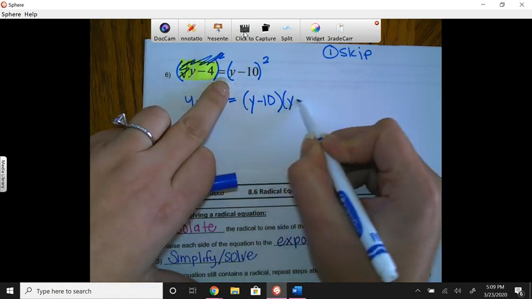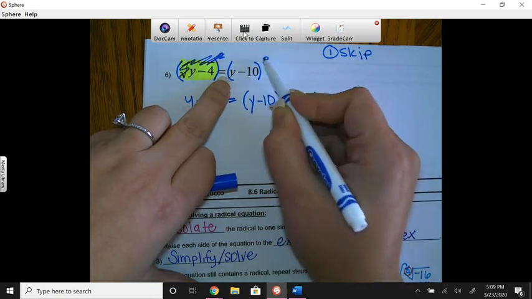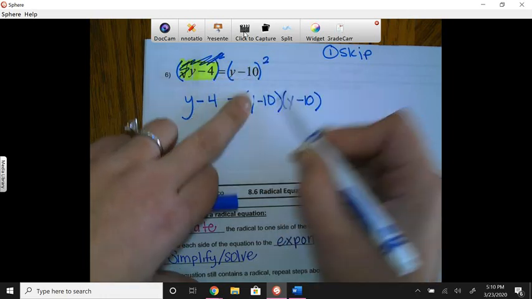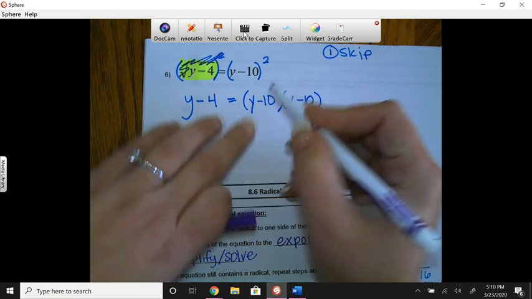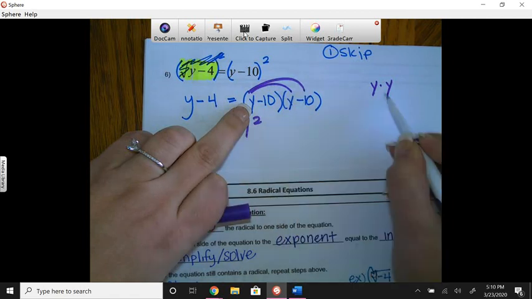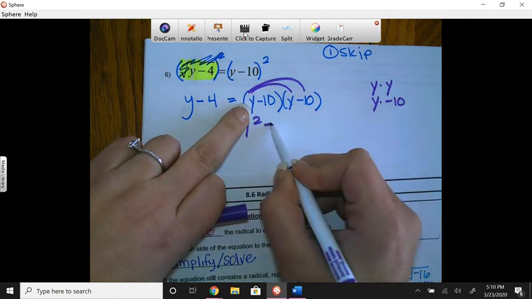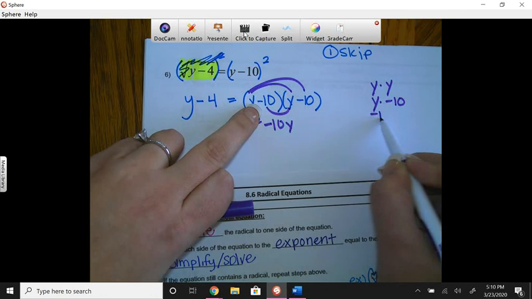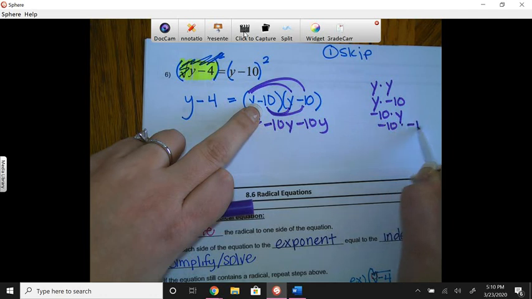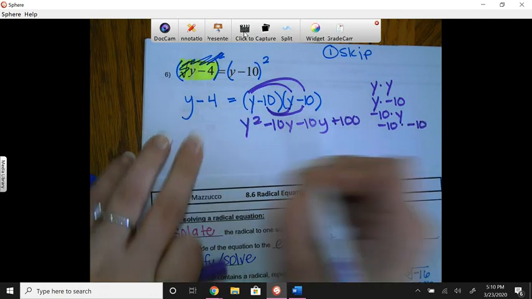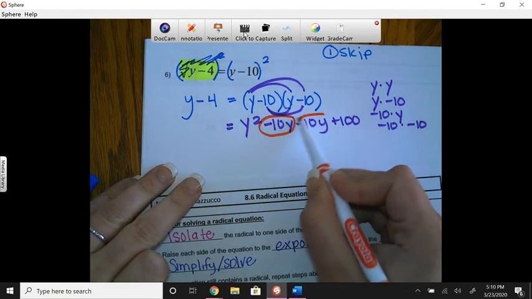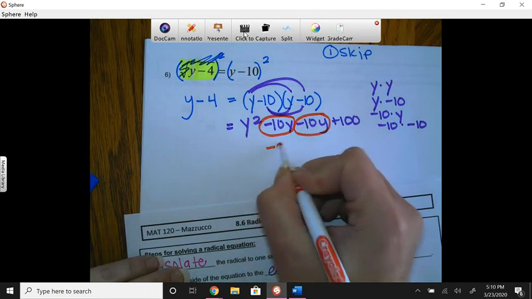times y minus 10. So we cannot distribute this exponent. We know that from previous chapters why we can't do that. So we're going to have to FOIL this. So we're going to have y times y, and then y times negative 10, and then negative 10 times y, and then a negative 10 times a negative 10, which is positive 100. So now we're going to combine the like terms here, negative 10y and another negative 10y. That makes negative 20y.